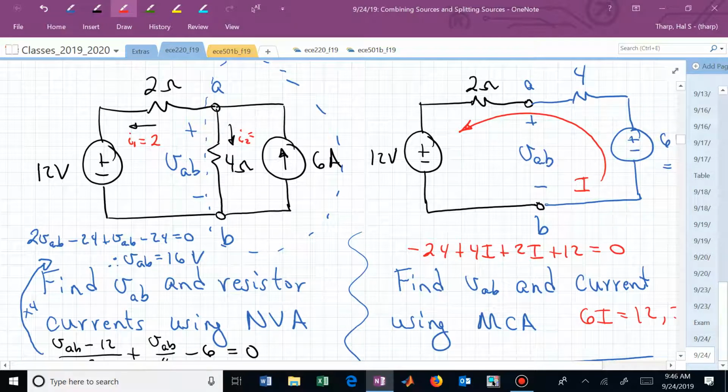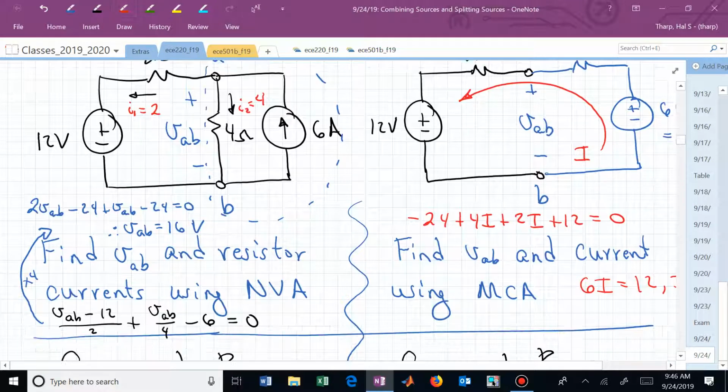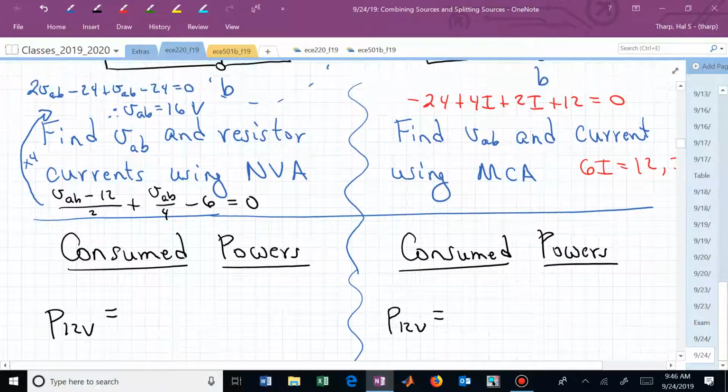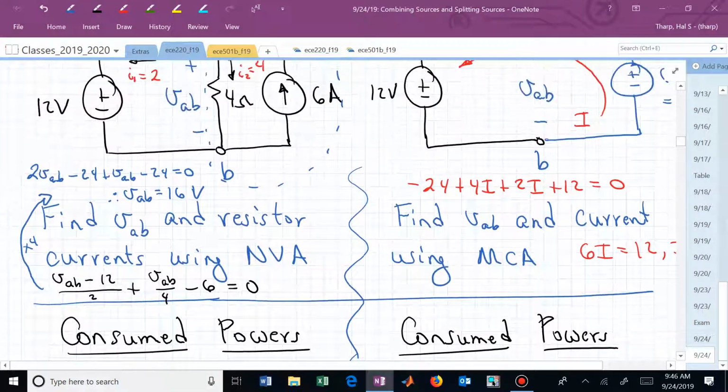16 divided by 4, or 4 amps. It better be consistent with that 6 amp source coming in, and now we have a check. We could have written KCL. We now have 6 amps is equal to 2 plus 4 out. We're computing those so that we can now more quickly figure out the power.